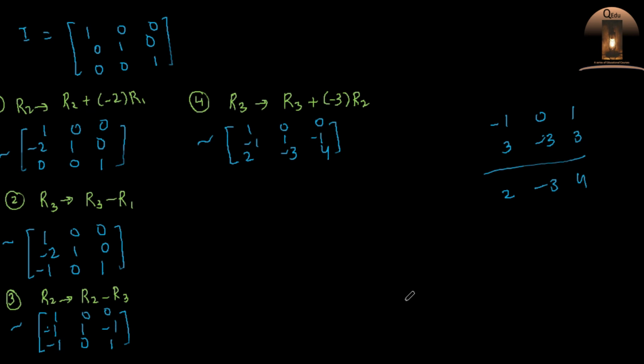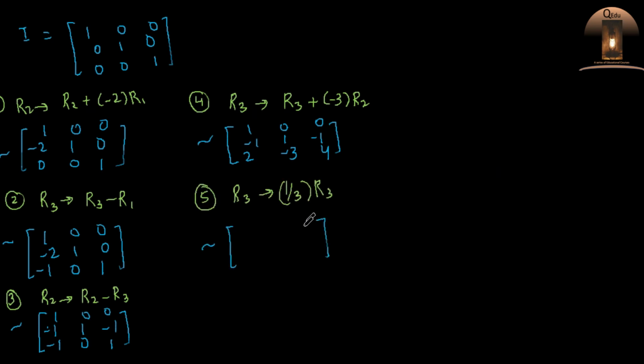In a similar manner, when we apply the remaining operations, you will have the equivalent matrices in this way: 1 upon 3 row 3 in row 3. The changes will be made here. So this will be equal to the elements 1, 0, 0 in the first row, the same from the last matrix. Minus 1, 1 and minus 1 will be the same elements of the second row from the last matrix, and then 2 divided by 3, and then minus 3 divided by 3 will be equal to minus 1, and then 4 divided by 3. This will be the elements of the third row after applying this fifth operation. So now let's apply the sixth and seventh operation.